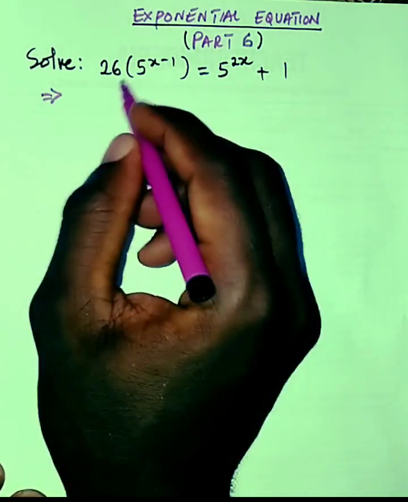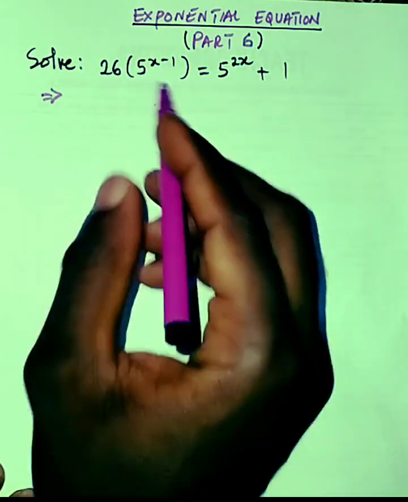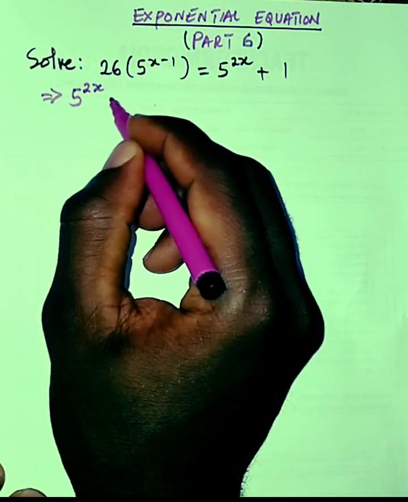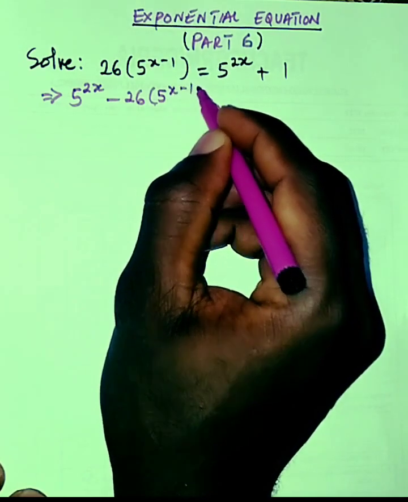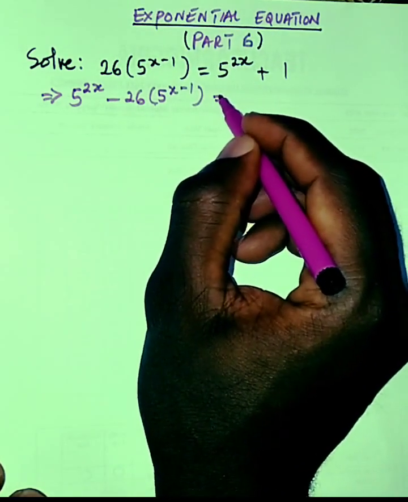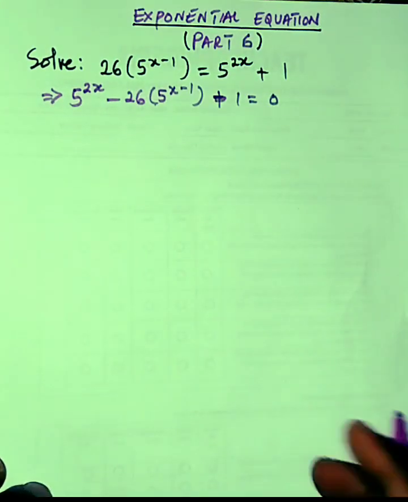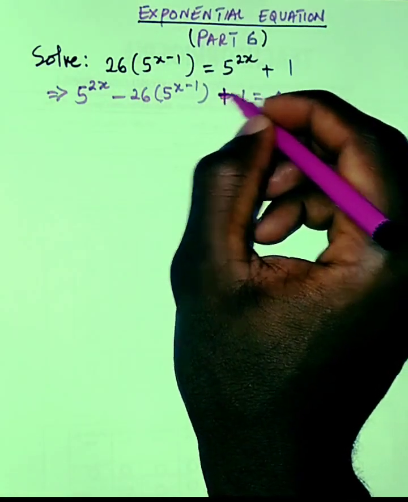Let me send all of this from the left hand side to the right hand side. So I'm going to have 5 to power 2x minus 26 into bracket 5x minus 1, no, plus 1, equals 0. So now from here, what is the next thing we are going to do? So this is plus 1.